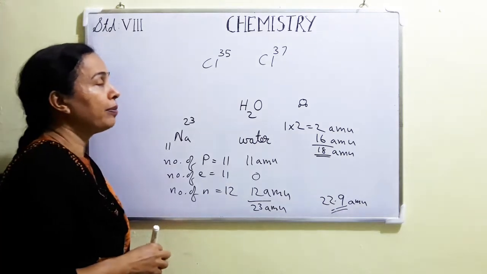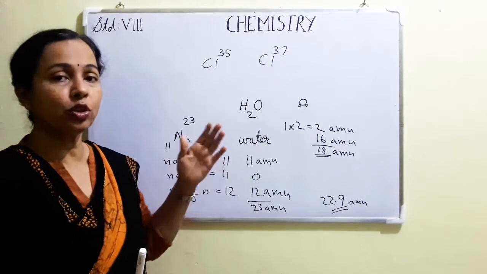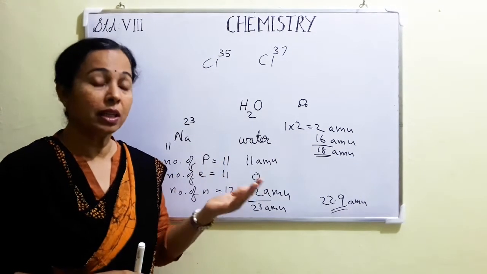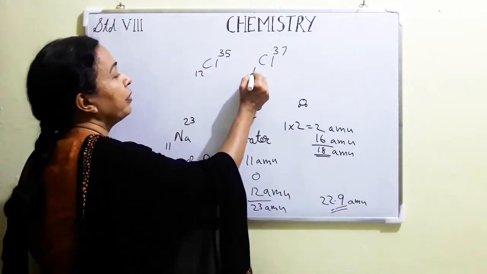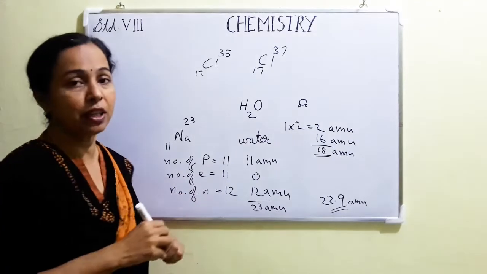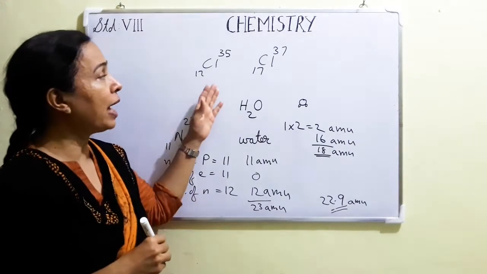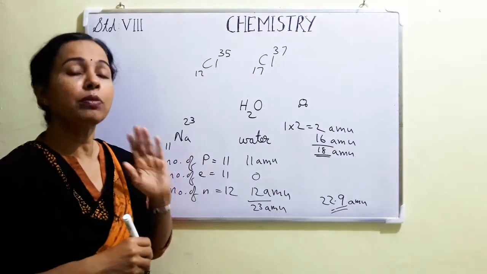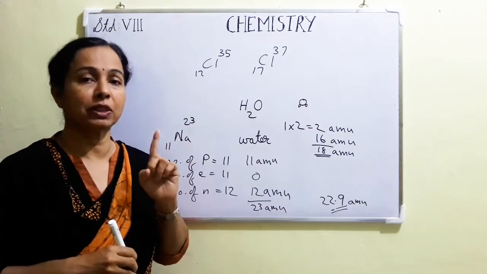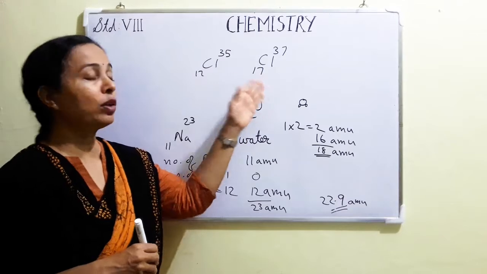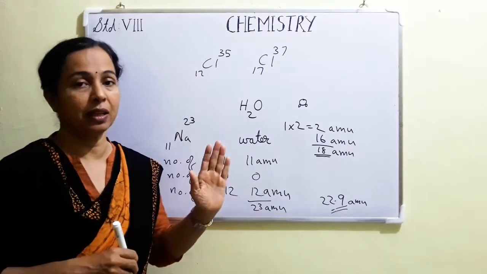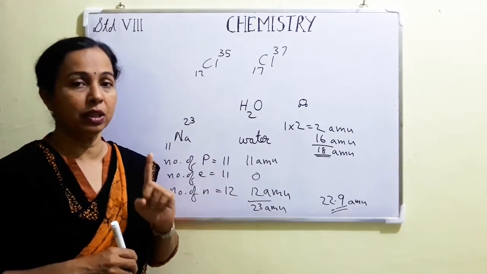Okay. So what are isotopes? Isotopes are atoms of the same element with the same atomic number but different mass number. Mass numbers are different. Okay. Now we are going to calculate their atomic mass. In the table, only one atomic mass will be there. Atomic mass for chlorine 35 and chlorine 37 will not be given separately. Only one atomic mass will be given in the table.